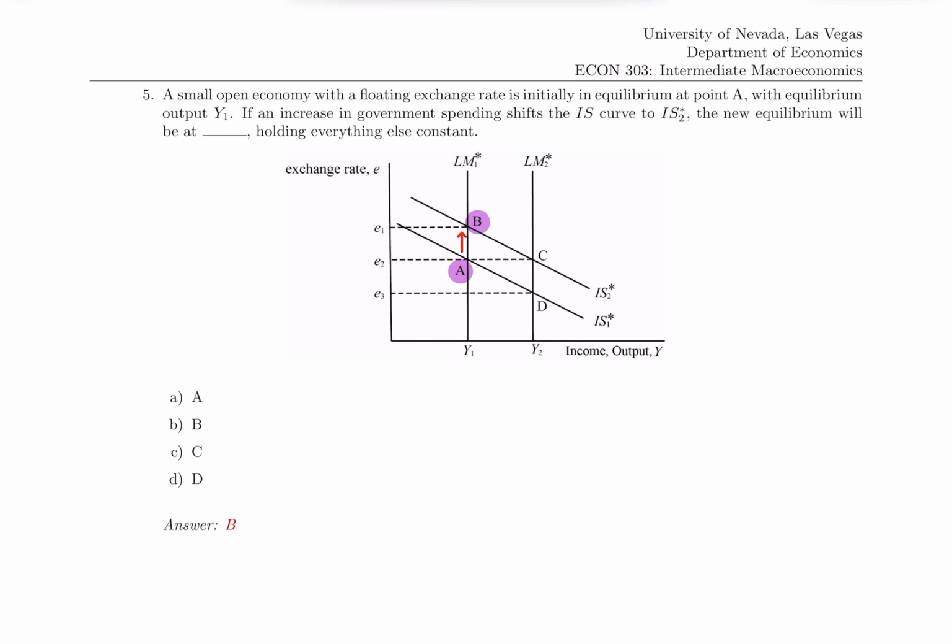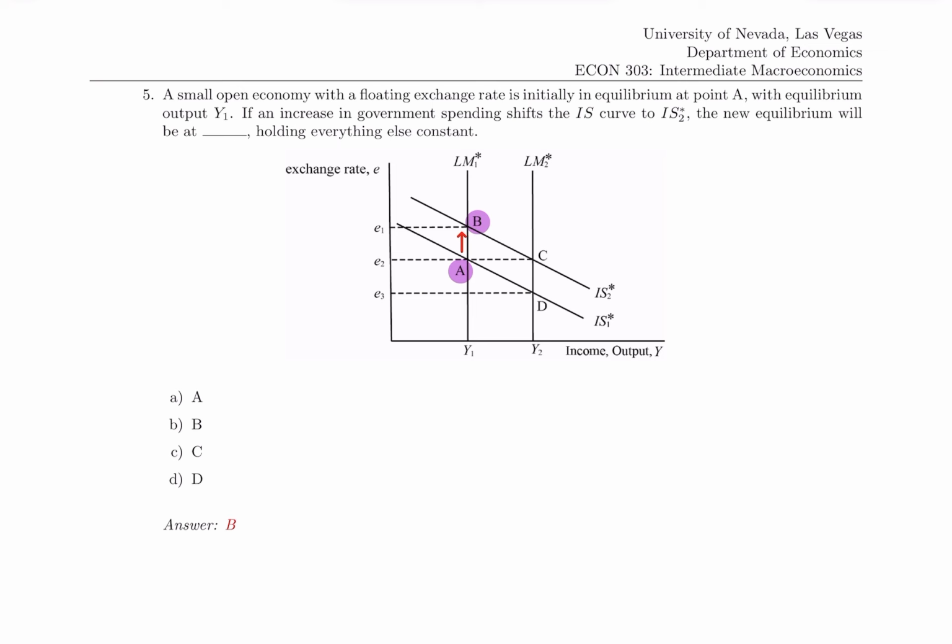Question number 5. In a small open economy with a floating exchange rate, an increase in government spending shifts IS star to the right. What happens in a graph? The economy starts at point A, where IS star 1 intersects LM star 1. When government spending increases, IS star shifts to the right to IS star 2. The exchange rate is floating, so the central bank does not intervene, and LM star stays the same.